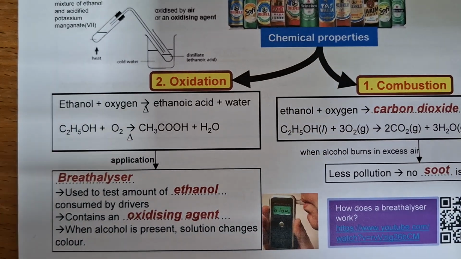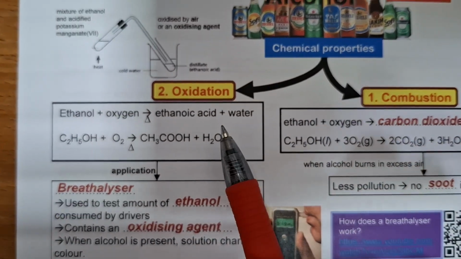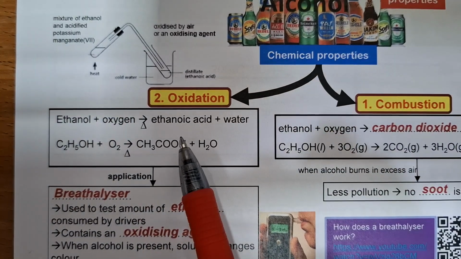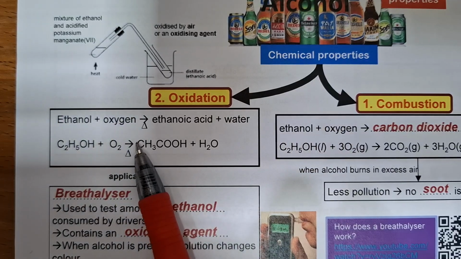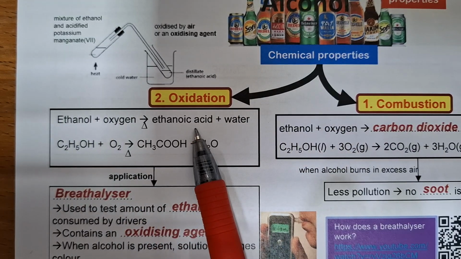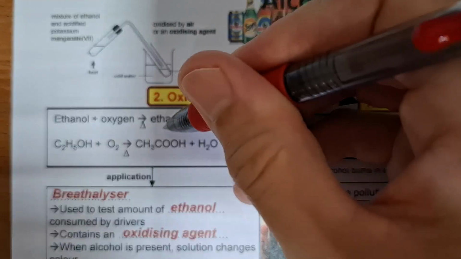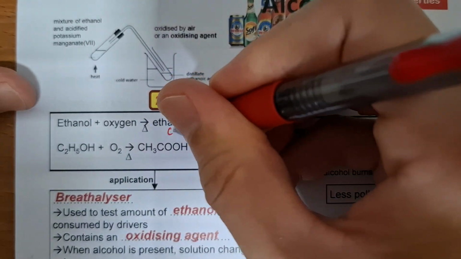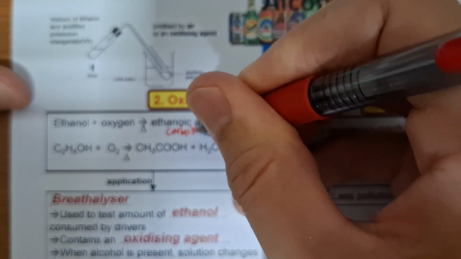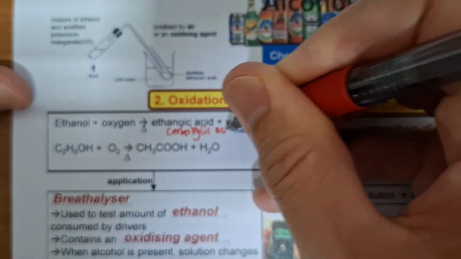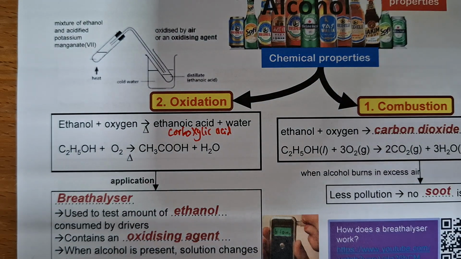The second chemical property of alcohol is oxidation. When you oxidize alcohol, you will get ethanoic acid, a carboxylic acid, and water. This ethanoic acid is a carboxylic acid, which is the next homologous series after alcohol.